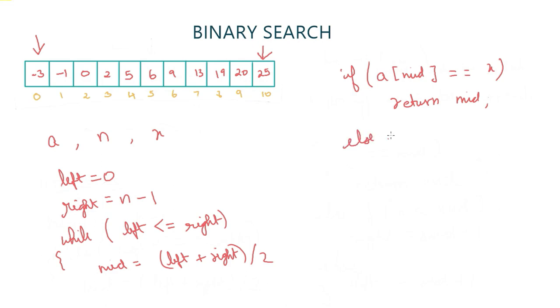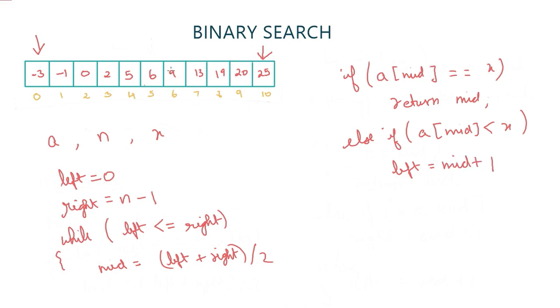Else, if A of mid, if the middle element is less than x, now we know that x must be in the right hand side of the range specified by left and right. So we must update left to be equal to mid plus 1.